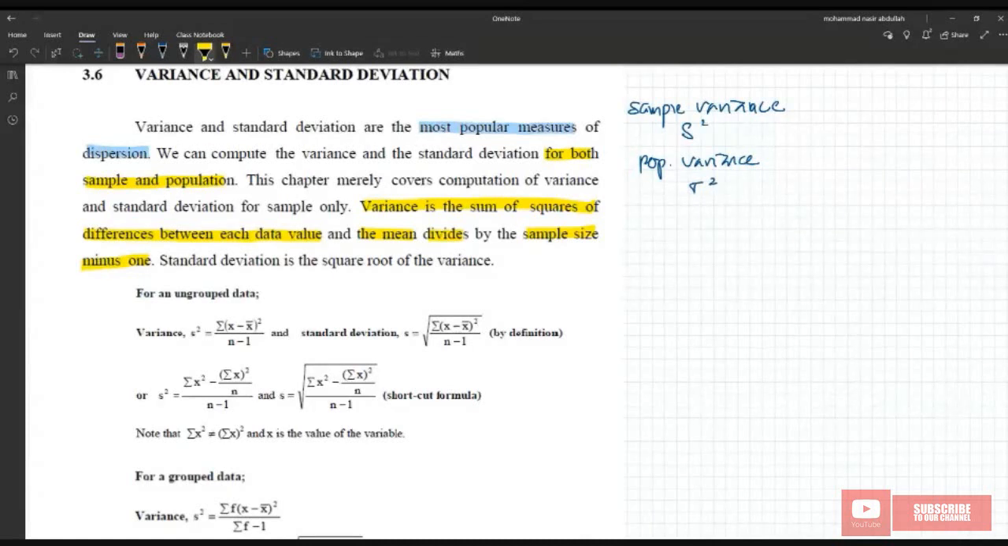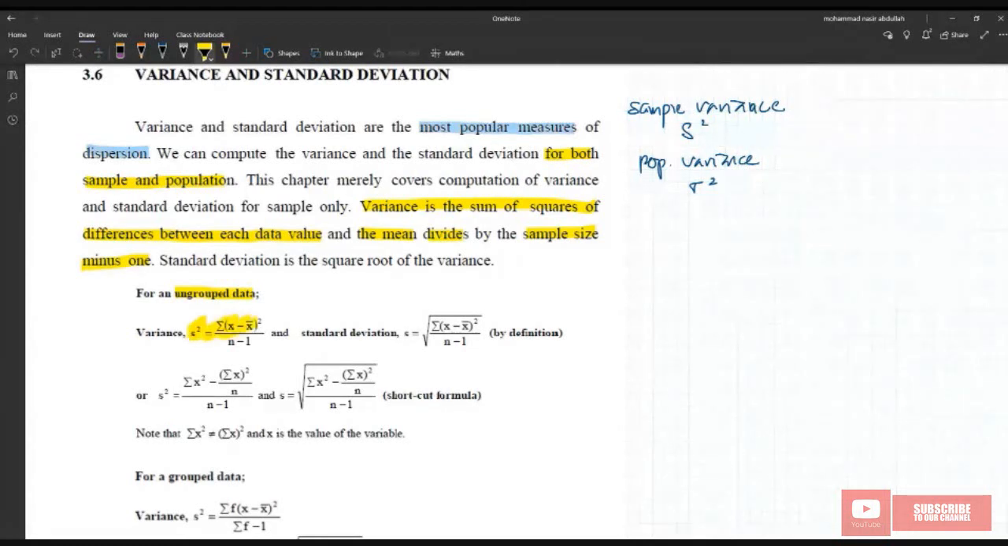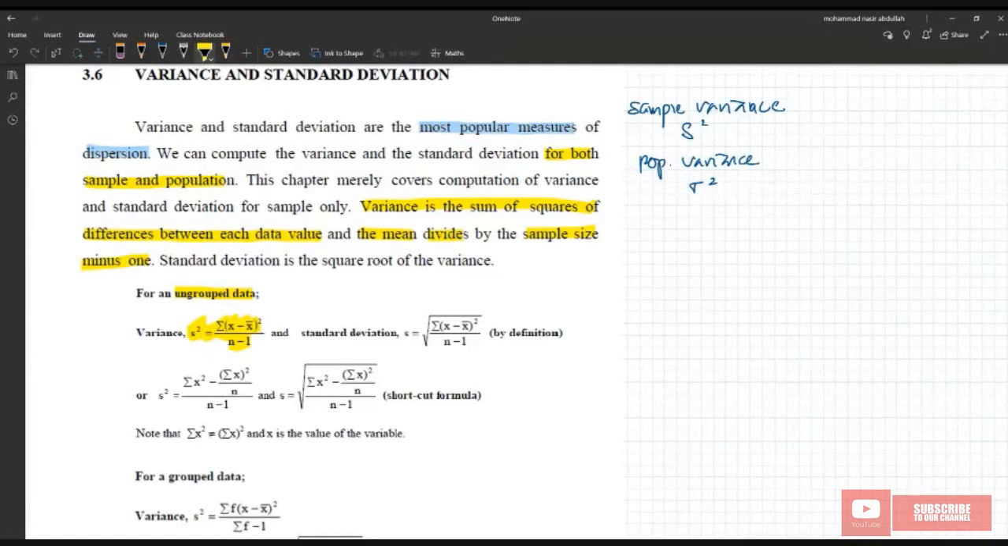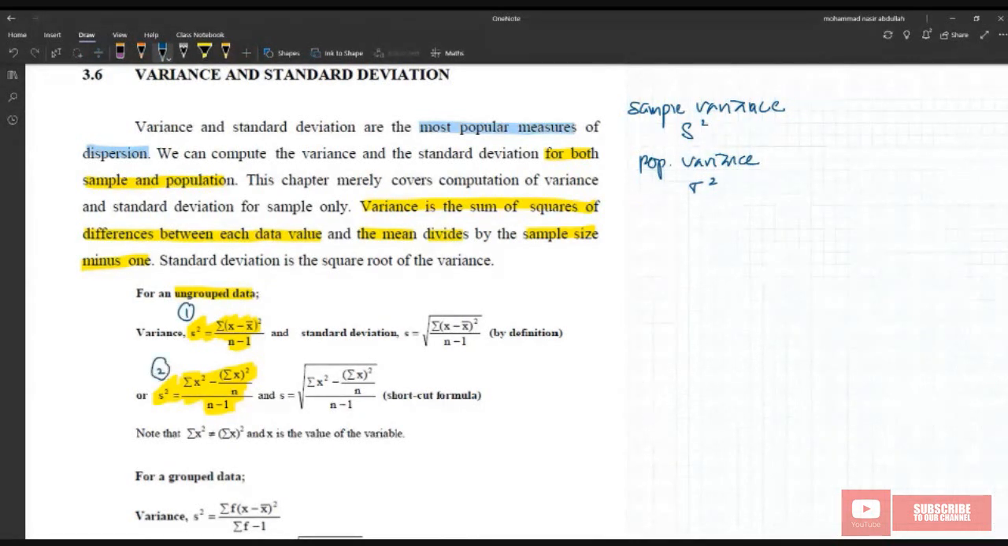Sample statistics. Basically, for ungrouped data, to calculate variance, we have two formulas. This is formula number one: S squared is equal to the summation of (x minus x bar) squared, divided by n minus 1. Another formula is S squared equal to the summation of x squared minus (summation of x) squared divided by n, and everything divided by n minus 1. So bear in mind, this is formula number one, and this is formula number two.